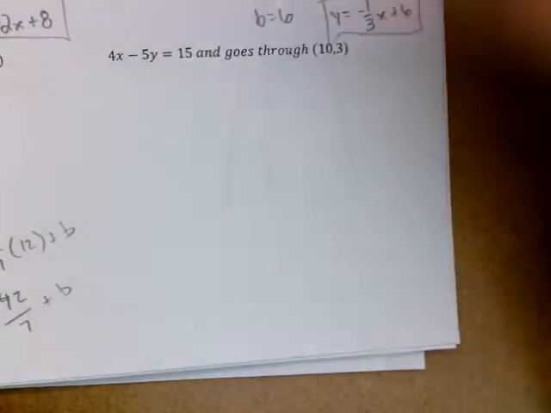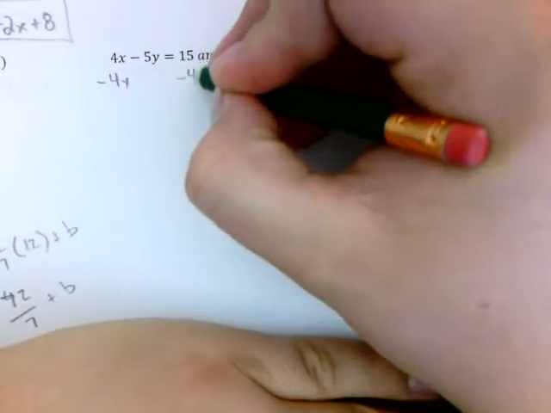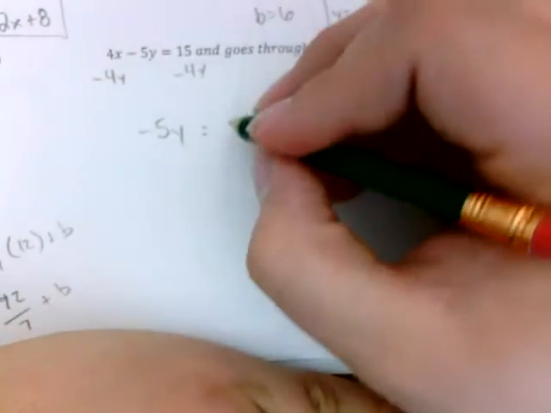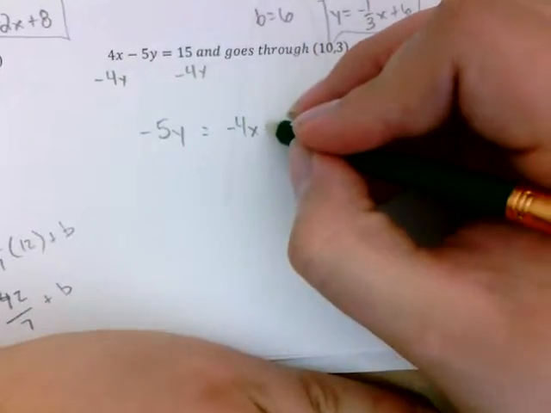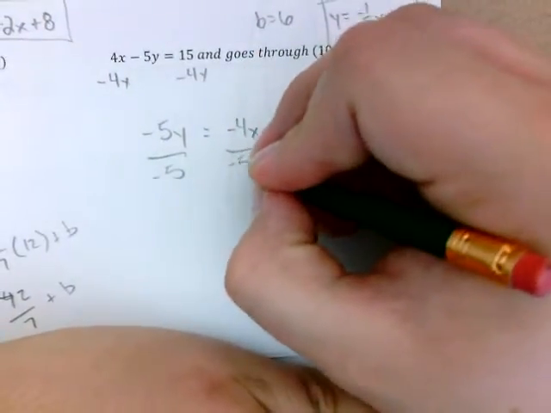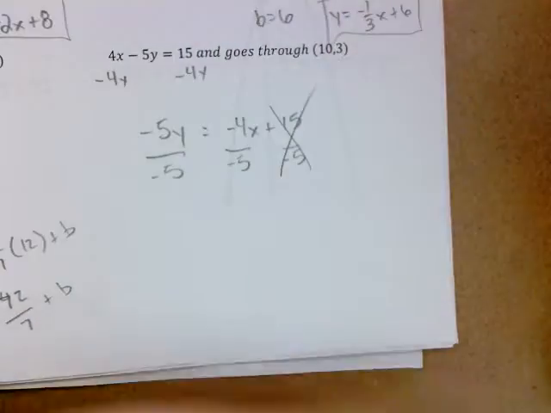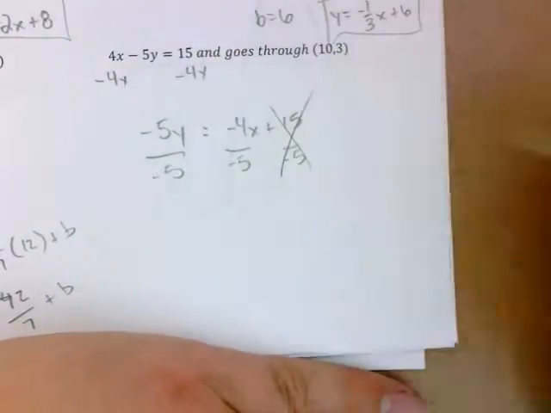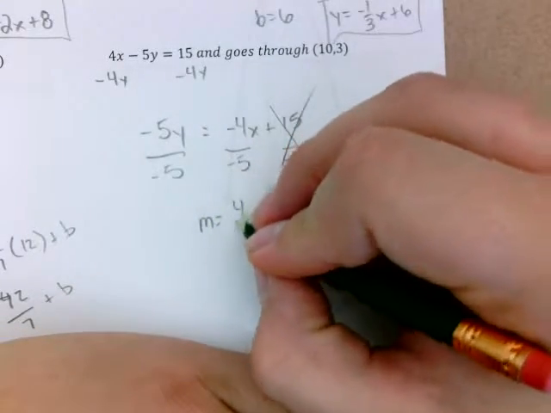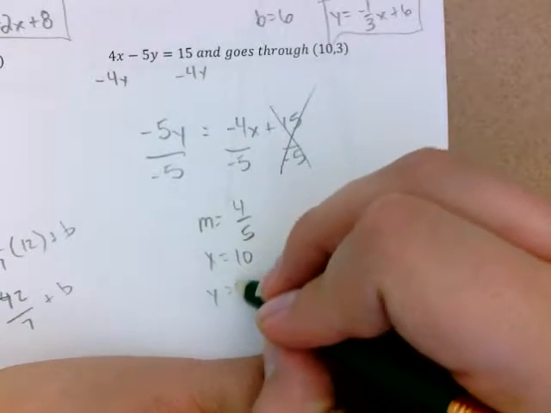Alright. This one, once again, we're trying to get this up. First, get rid of the x. Negative 5y equals negative 4x plus 15. Divide by negative 5 on all parts. Alright, once again, we don't care about this back part, so I'm not even going to deal with it. Negative 4 over negative 5, the two negatives make a positive, so m equals 4 over 5. X is 10, y is 3.